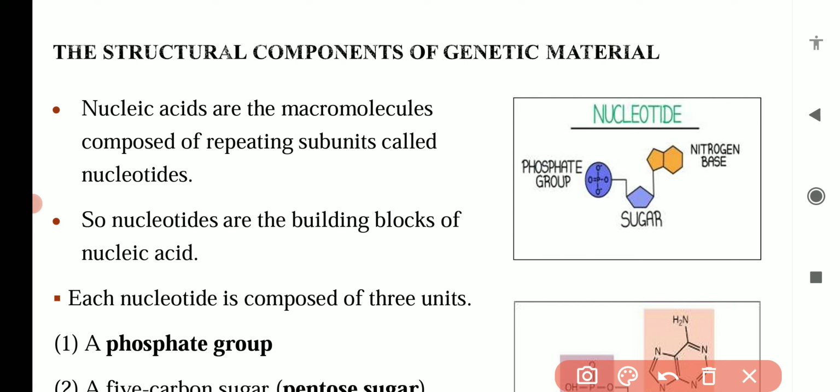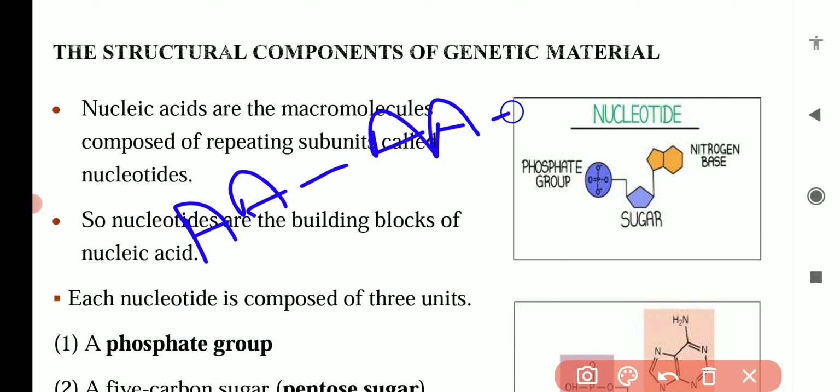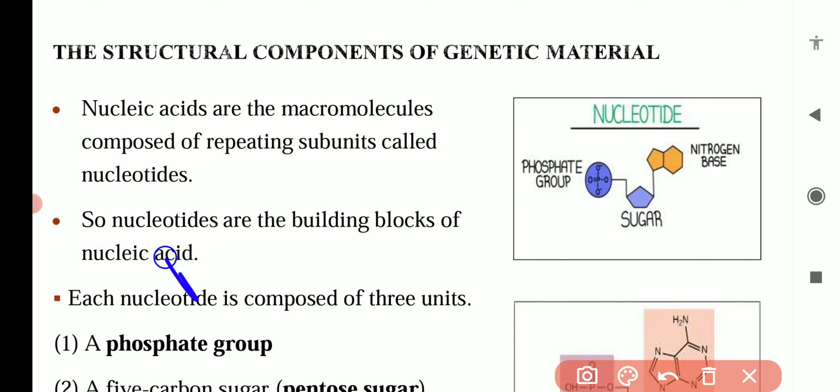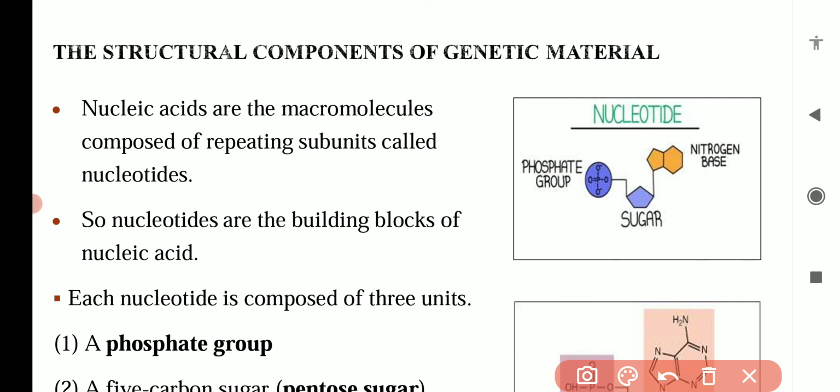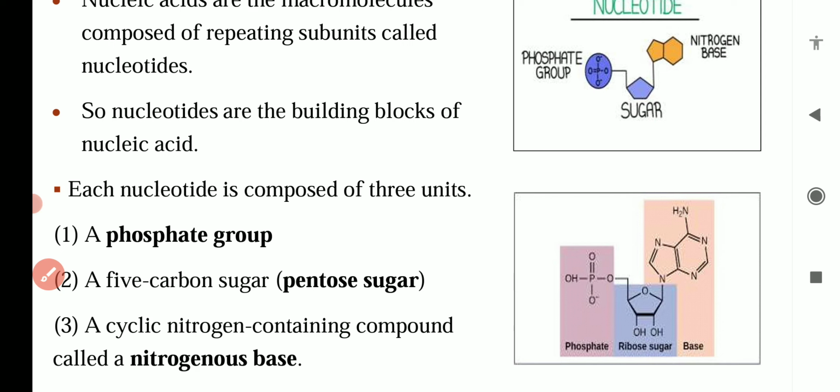Likewise, proteins are made up of amino acids. Several amino acids join together to form a long protein molecule. Likewise, several nucleotides join together to form a long DNA molecule. So basically, the monomeric unit of nucleic acids or the genetic material is the nucleotide. So what is a nucleotide? They are the building blocks of nucleic acid. And each nucleotide is composed of 3 units or 3 parts.